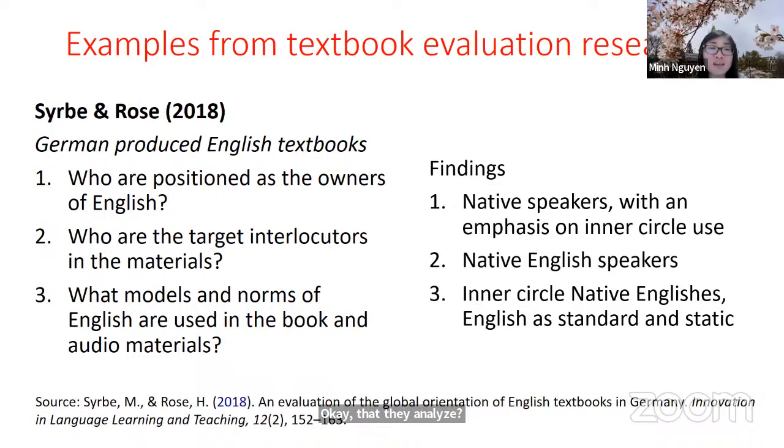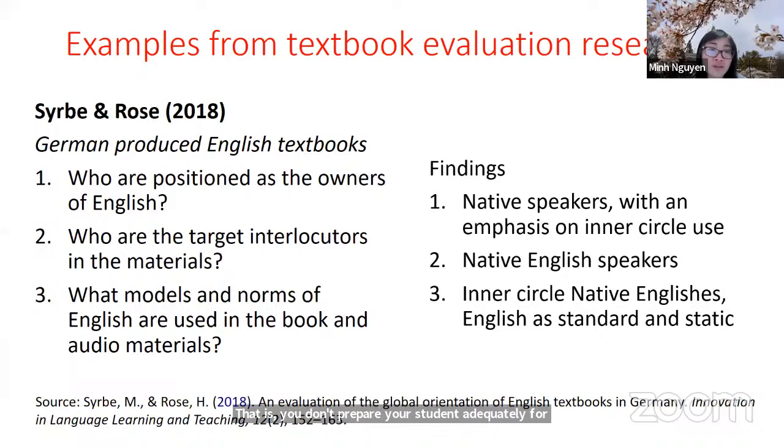They found that the books positioned native speakers, especially native speakers from inner circle countries such as the USA, the UK, Canada, Australia, New Zealand, as owners of English. So they describe native speakers as the only, legitimate owners of English. Number two, they found that the target interlocutors described in the materials are native speakers of English. So what is the danger of doing that? The danger is you don't prepare your students adequately for communicating with other non-native speakers like themselves.